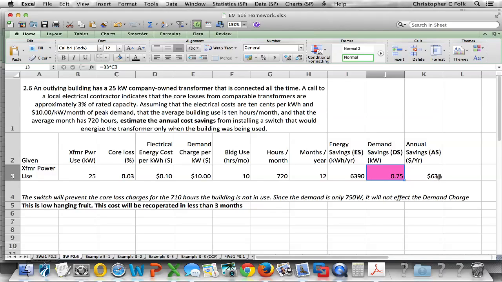So last thing we have to do then is multiply the energy savings times the rate for electric use, which we have here. And there we go. And so that, of course, tells me that I'm going to use I3, which is right here, the number of hours used, times D3 right here, which is the cost of electricity. So $639 is the correct answer.